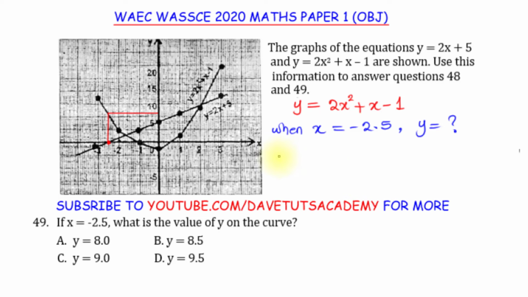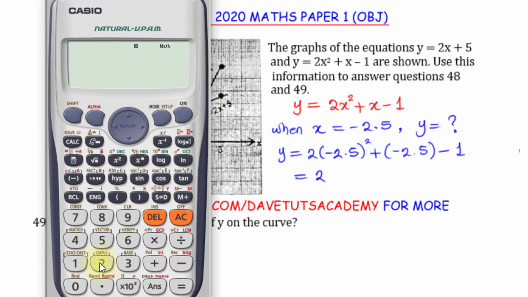So we can plug the value of x as minus 2.5 into this equation, such that our y will be 2 times minus 2.5 raised to power 2, plus minus 2.5 minus 1. So this is going to give us 2 times minus 2.5 raised to power 2. That will be the same as 2.5 raised to power 2. That's 6.25.